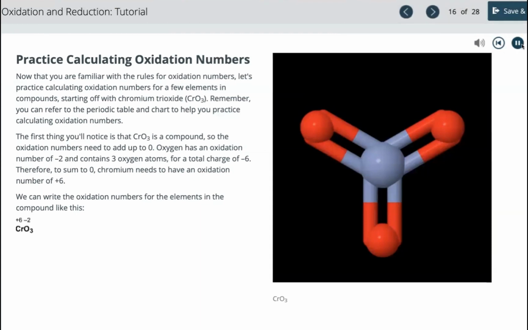The first thing you'll notice is that CrO3 is a compound, so the oxidation numbers need to add up to 0. Oxygen has an oxidation number of -2 and contains 3 oxygen atoms for a total charge of -6. Therefore, to sum to 0, chromium needs to have an oxidation number of +6. We can write the oxidation numbers for the elements in the compound like this: +6 -2, CrO3.